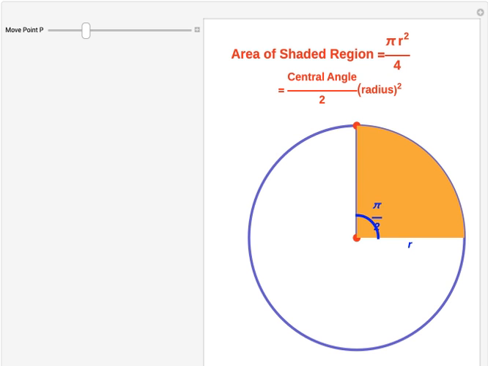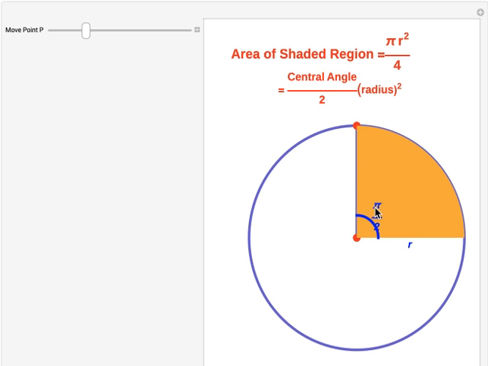This model illustrates the area of the sector as well as the area of the circle. If the central angle is 360 degrees, it is going to form a circle. So let's see that. The area of the shaded region is equal to pi r square by 4 because it is 1/4 of the circle. So the area of the sector, if you know the central angle, is half of the central angle into radius square. That is the area of the sector.